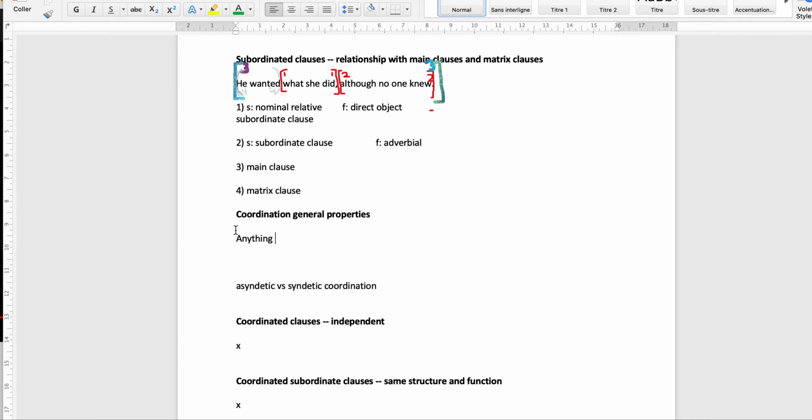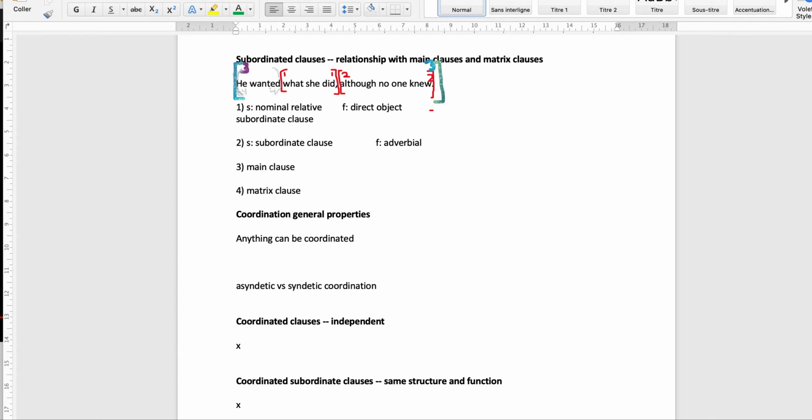So we're moving on to coordination. Anything can be coordinated, so it's good to see this first. We're going to look at coordination of clauses, right? Of course, we're really focused on clauses in this class. That's sort of like the object of study.